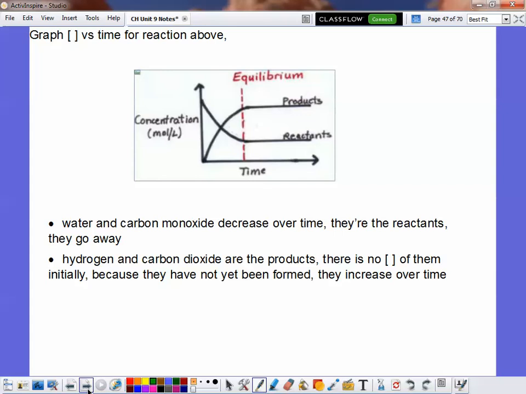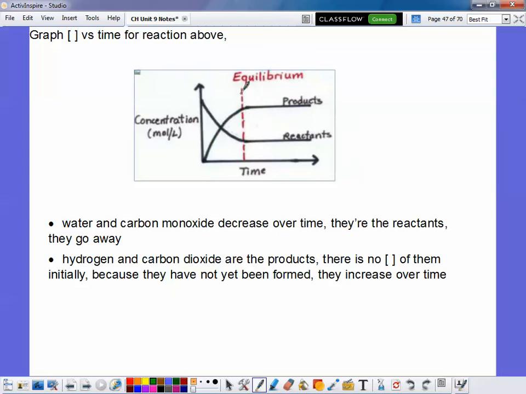So this diagram, you have this in your notes. This is showing the water and carbon monoxide reaction. Notice how we're starting off at the beginning of the reaction. At time 0, all we have are the reactants. But over time, they're going to decrease as they form products. Okay? And the products start off at 0, and they're going to increase over time.